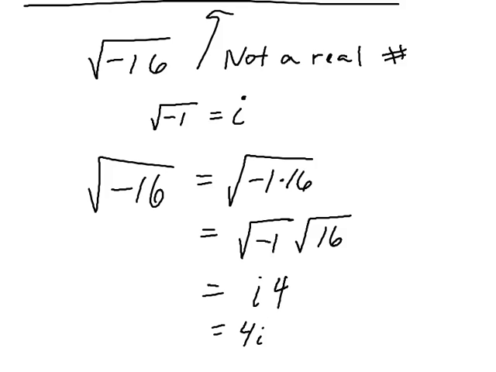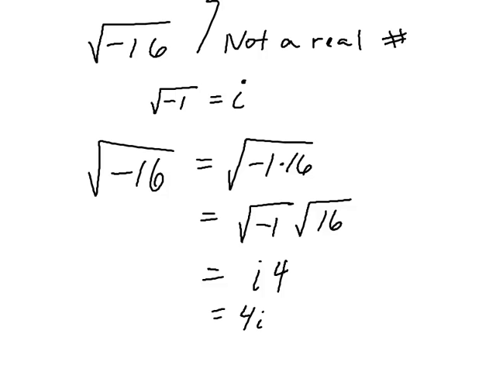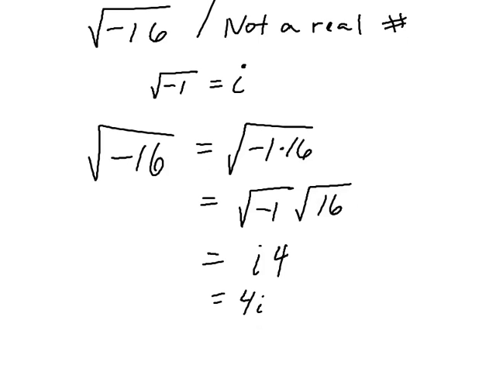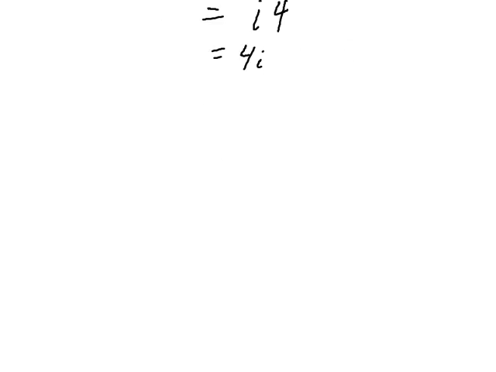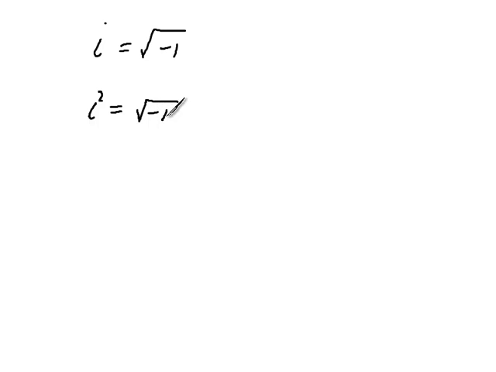So we will no longer just say we can't take the square root of negative 16. We'll say it's a complex number, and we'll be able to name it, which is great. So we really want to remember that i is the square root of negative 1, and then what happens if we square both sides? We get that i squared is negative 1, which is important to note. So these two things are quite important.